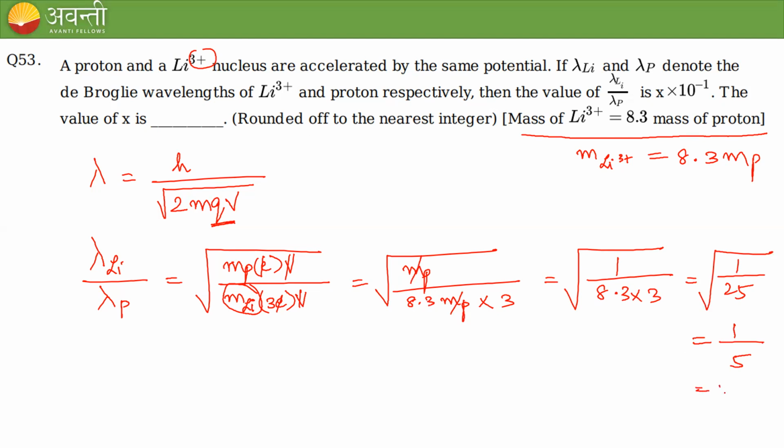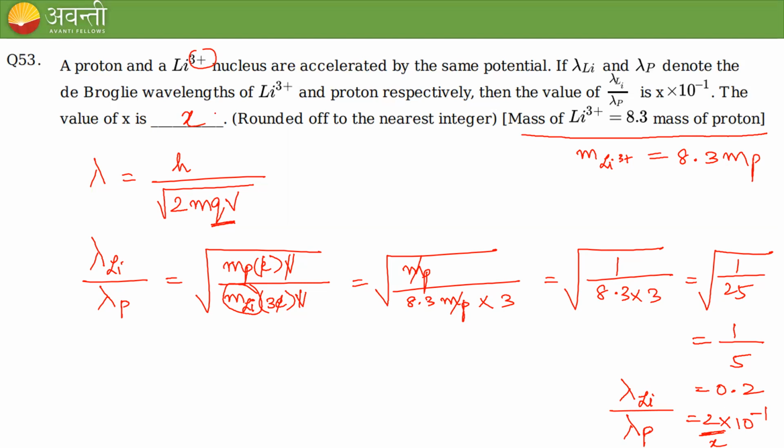So the value of 1 by 5 is 0.2, and 0.2 can be written as 2 into 10 to the power minus 1. Okay. So this is the ratio of the wavelength of lithium and the wavelength of the proton, whose x value is 2. So the value of x here is 2.